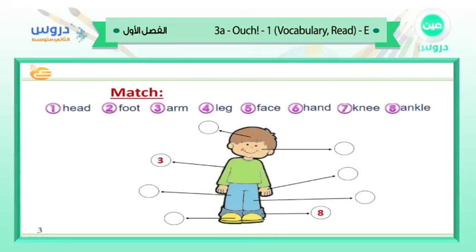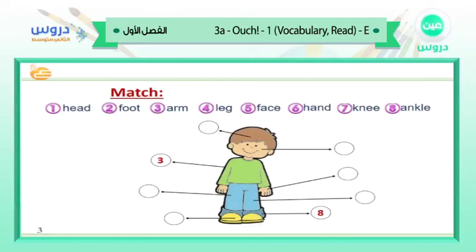This is the body of a kid. We want to know where is the head, the foot, arm, leg, face, hand, knee, and ankle. So number three here is the arm. What about the wrist? Where is the head? Okay, where is the foot? Good. What about the leg? The difference between foot and leg. Yes, what about the face? What about the hand, knee, ankle? His ankle. Okay, it's number eight.